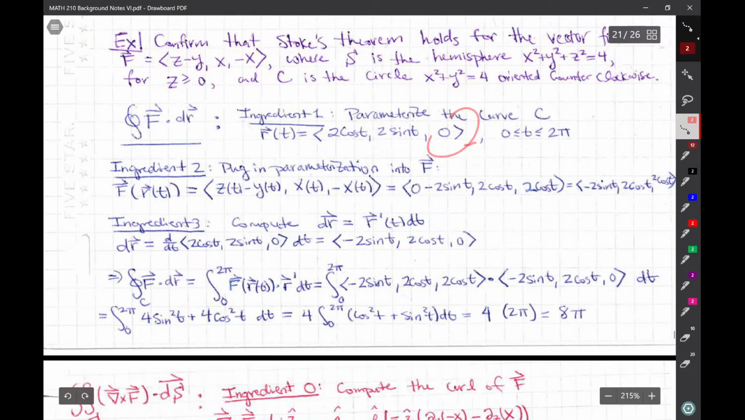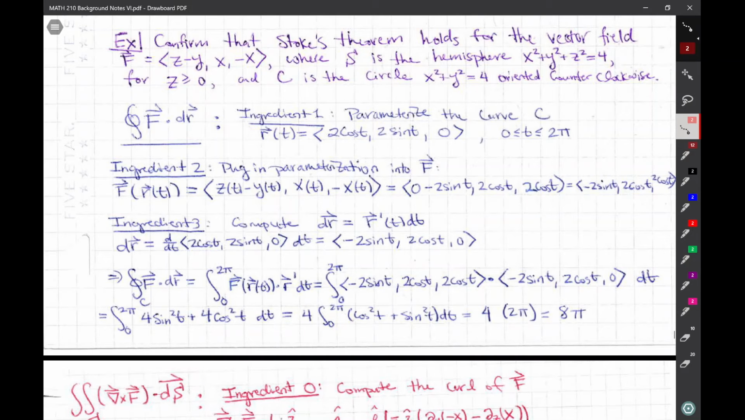Parameterize it. It doesn't have a z component because we're just in the xy plane, but it's important to write 0 because we are parameterizing a curve in R3, even if one of the components is 0. Okay. Ingredient 2 is to plug in the parameterization into your vector field. So you'll plug it in here. Now we just change z minus y, for example, to z(t) minus y(t), where z(t) is the z component of the parameterization, and y is the y component. And if you do that, you get that expression here after you plug in your parameterization.